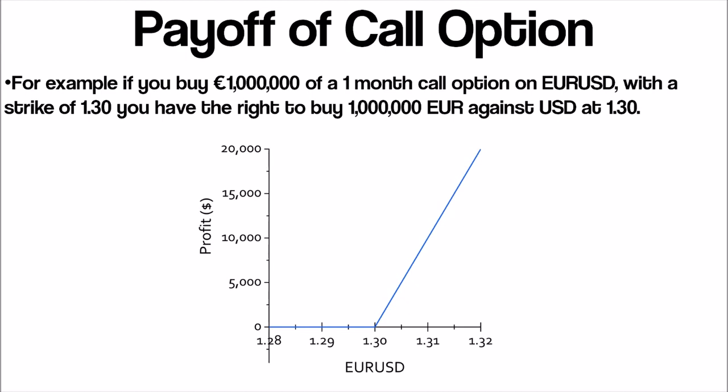So in this case, we don't exercise the option, we just let it expire, and the option is worthless. Above 1.3, we're buying euros against dollars at a favourable rate and we can immediately sell them in the market and make a profit from them. So the line here going up shows the profit as a function of the exchange rate.